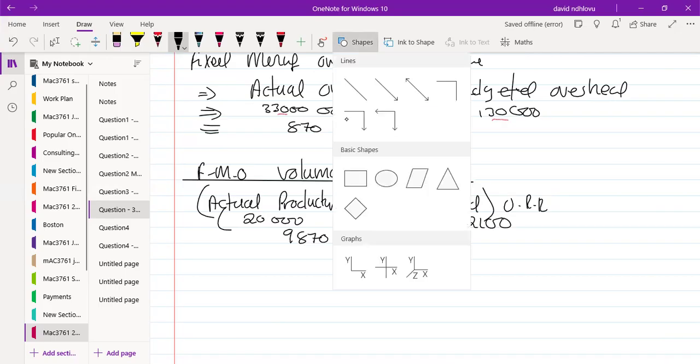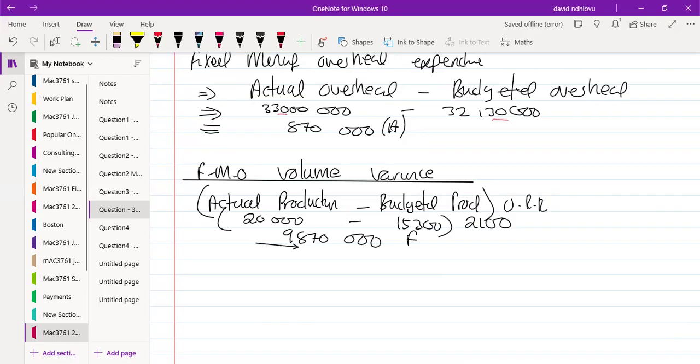Now, this here is favorable. We are saying that we did better in terms of utilizing our production capacity. Our volume of production, actual production, was more than the budget. And this is going to improve our profit because the absorbed cost per unit in terms of the fixed manufacturing overhead cost will be smaller than budgeted. And therefore, in this instance, we are doing very well. So that's a volume variance. Are we clear?